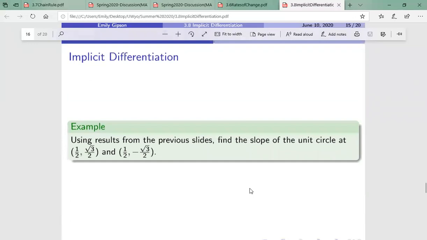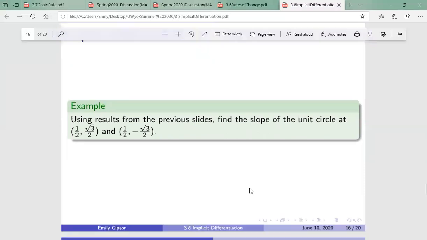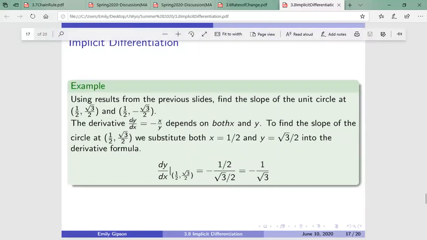Now, this example continues. There's more to it that I want to make sure you guys understand. So using the results from the previous slides, find the slope of our unit circle at (1/2, square root 3 over 2) and (1/2, negative square root 3 over 2). So go ahead and continue with me. The derivative dy/dx equals negative x over y depends on both x and y. So to find the slope of our circle at (1/2, square root 3 over 2), we substitute in both x equals 1/2 and y equals square root 3 over 2 into our derivative formula.